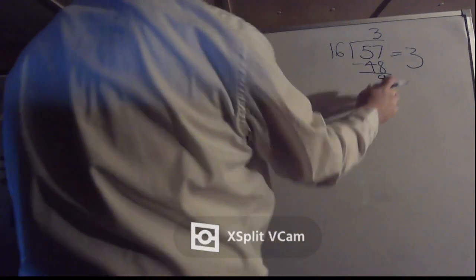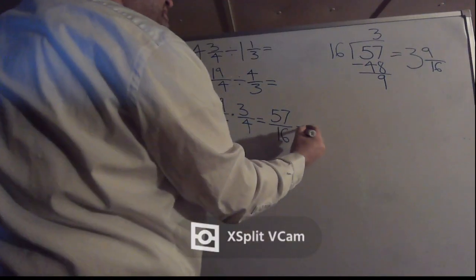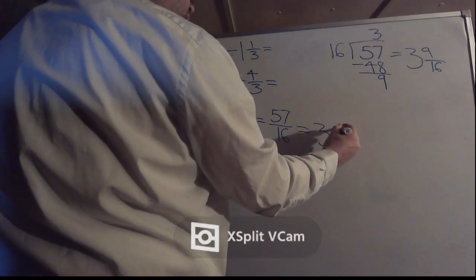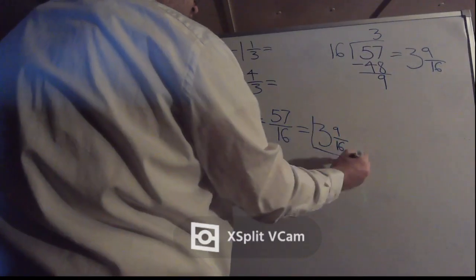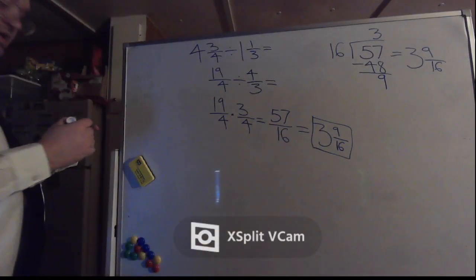So you'll have a whole number of 3. You'll have the remainder of 9 being your numerator. You'll have the divisor of 16 being your denominator. So the answer to this problem is going to be 3 9/16. That would be your final answer.